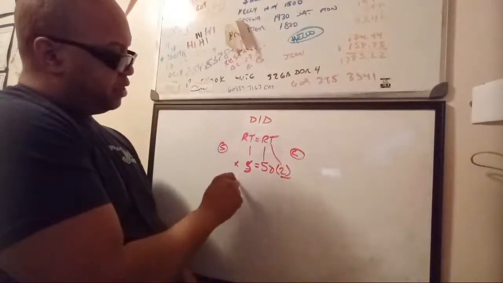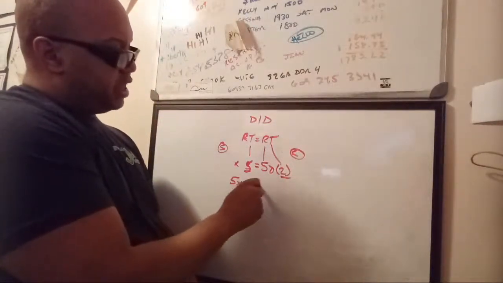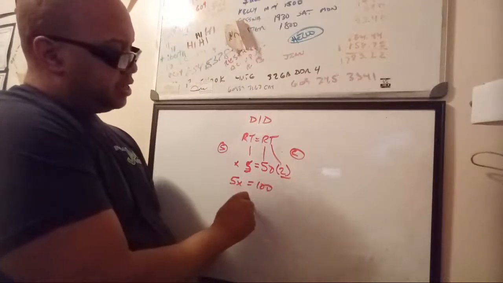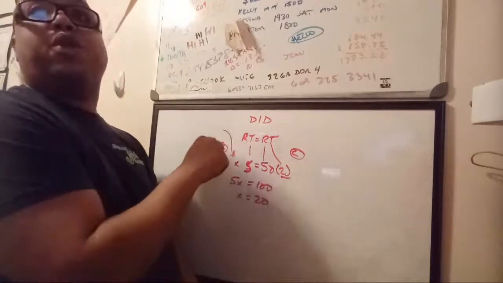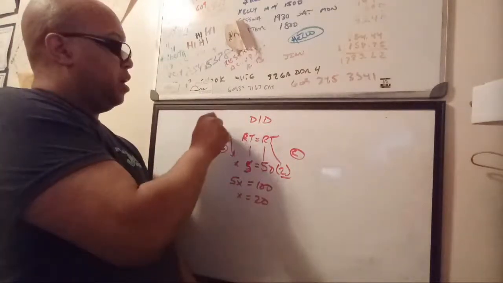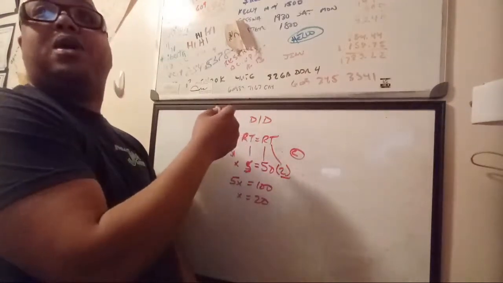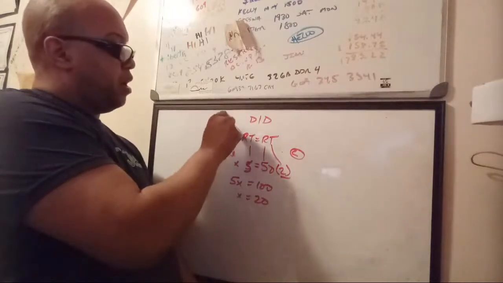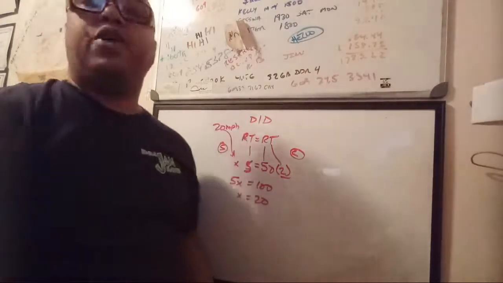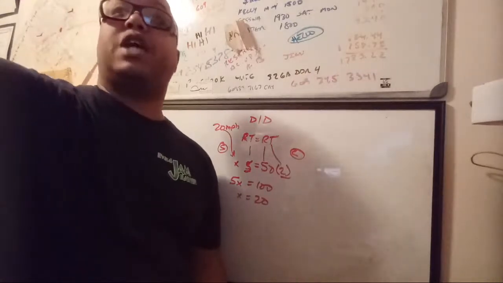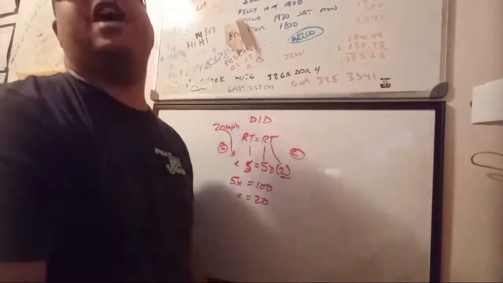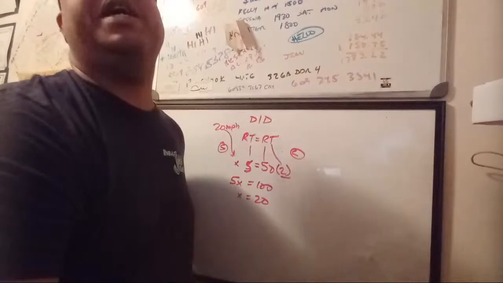So let's make this math friendly. 5X is equal to 100. X is equal to 20. So Scott was rolling at 20 miles per hour? Yeah, 20 miles per hour. And at the end, you have to ask yourself, did I answer the question? You look at the question. What was Scott's average speed? We look at Scott's average speed. We're done with it. Okay.